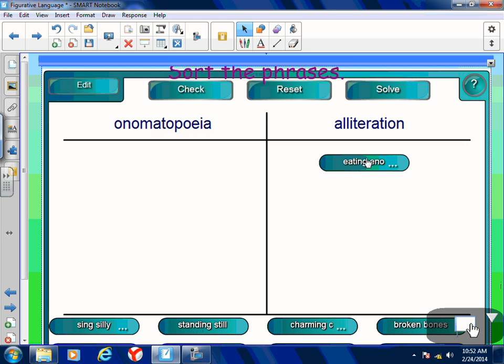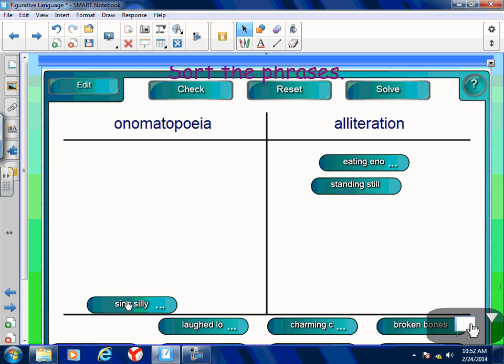And standing still, sa and sa, standing still. This is alliteration, the repetition of the sa sound at the beginning of the two words. And sing silly, the same style. Yeah, that's correct. This is a simile.